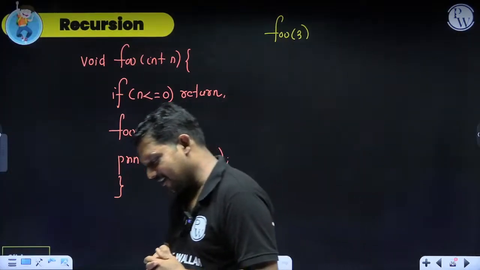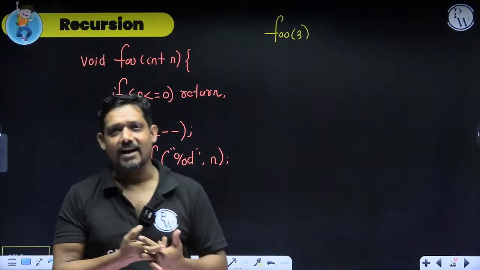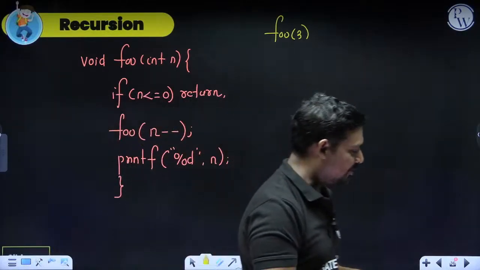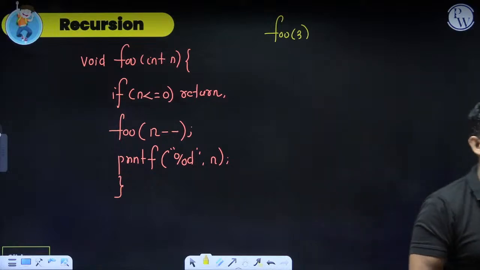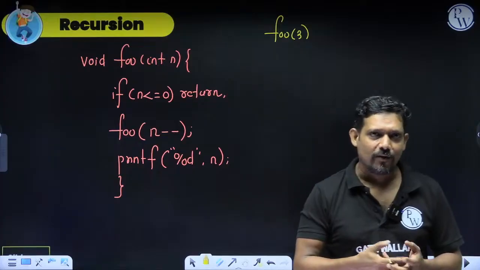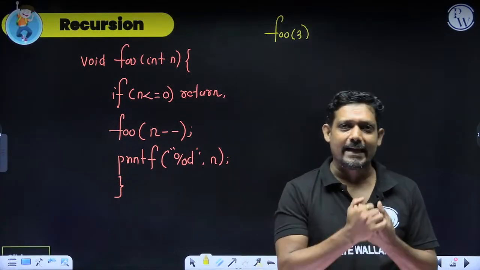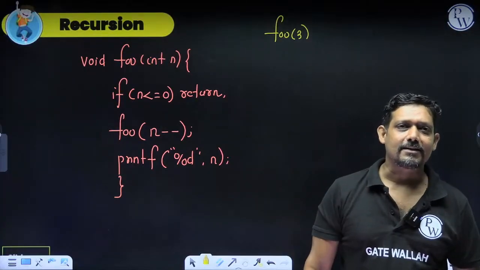It's a dummy name. The GATE authority started with the names foo and bar. I also found it very funny the first time, but now I find that any random function they want to name, they can name it foo and bar. They started this naming convention.